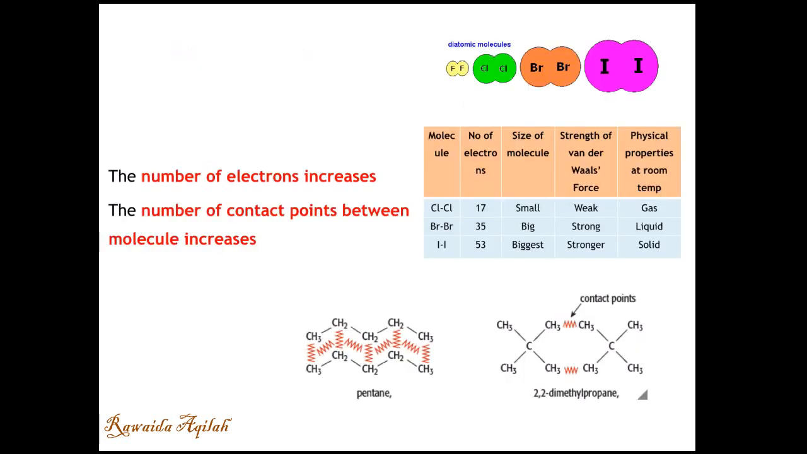The London dispersion force is affected by two factors, which are the number of electrons and the number of contact points. As the number of electrons increases, the London dispersion force becomes stronger, which explains why iodine appears as a solid at room temperature, while bromine is a liquid and chlorine is a gas at similar conditions. Other than that, a straight-chain molecule will have a stronger London dispersion force as there are more contact points for the force to form compared to a branched molecule.